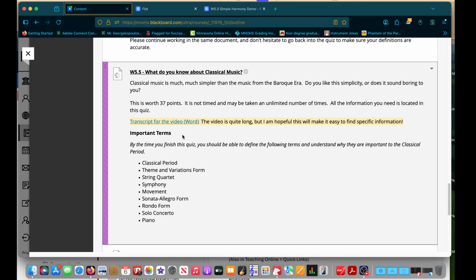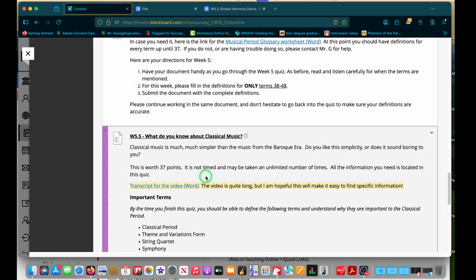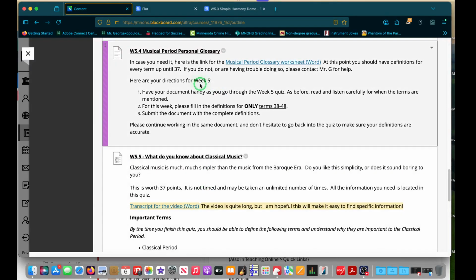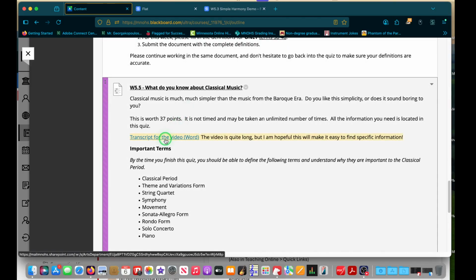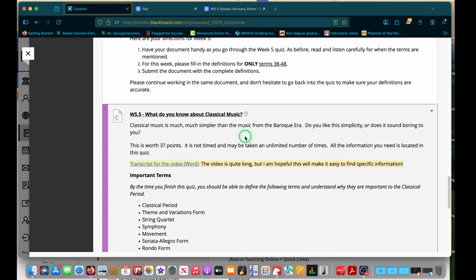This is how I would approach both the glossary and the quiz for this week. When it comes to the glossary, I would definitely use the transcript. You can do either a Command F or a Control F if you're on Mac or PC to find the specific terms that are in the glossary, and then you can just automatically go to that section, read about it, and then form a definition for that term.